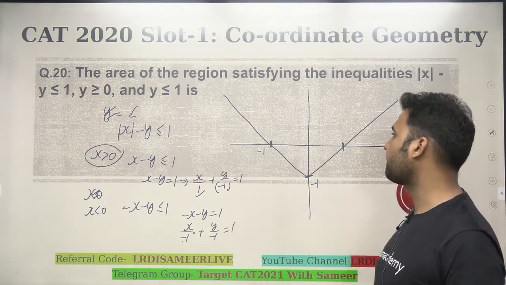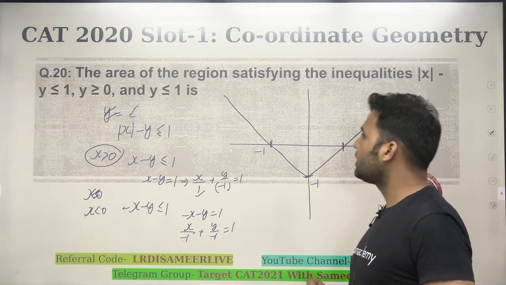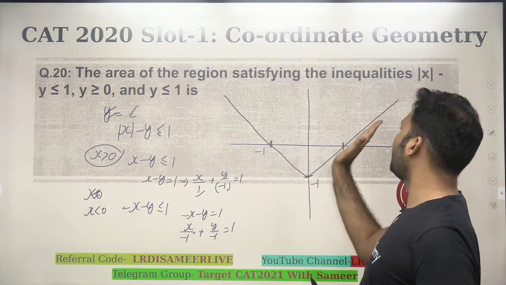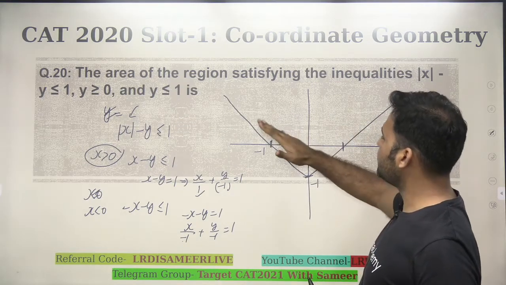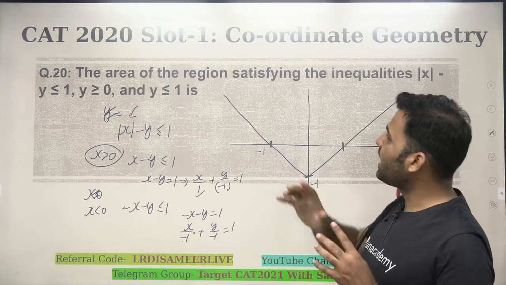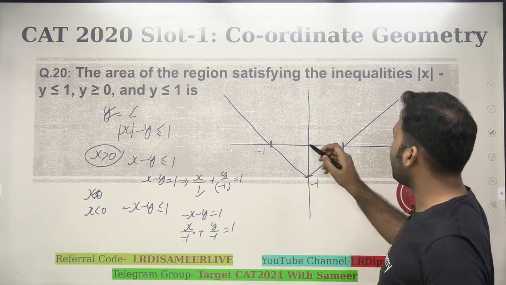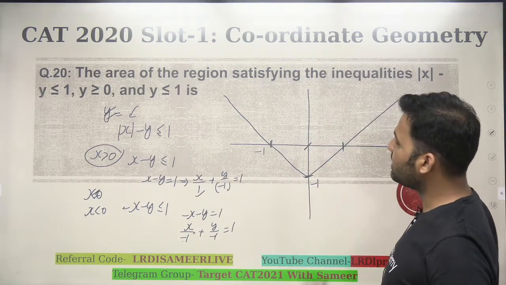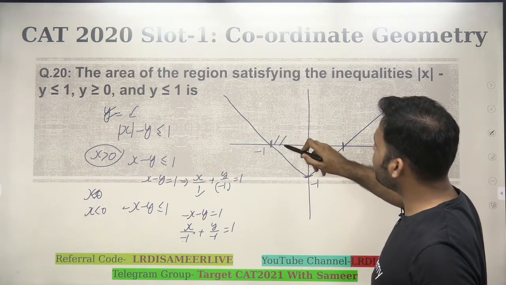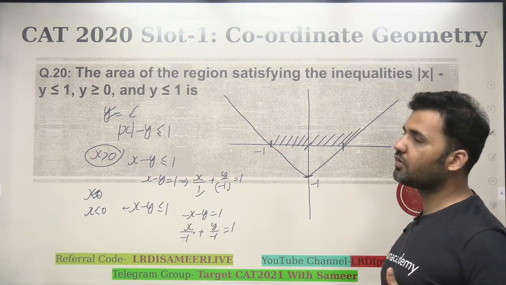This is the second line. Now I need the region where mod of x minus y should be less than equal to 1. That means I need the region inside these two lines. So this is the region I'm looking for. But I'm looking for the area bounded by y greater than equal to 0. Now you see that y greater than equal to 0 is this line. Y greater than equal to 0 means I'm looking for the area which is above this x-axis. Y should be greater than equal to 0. I'm looking for this area.